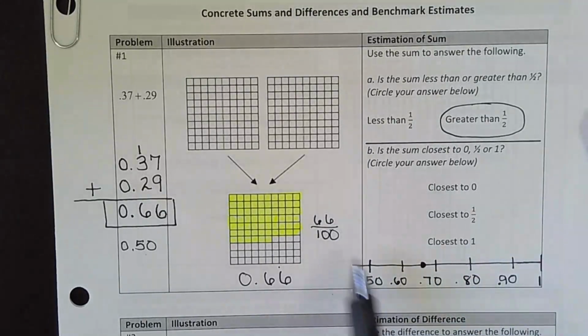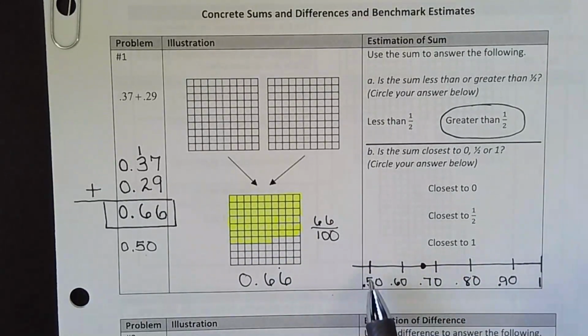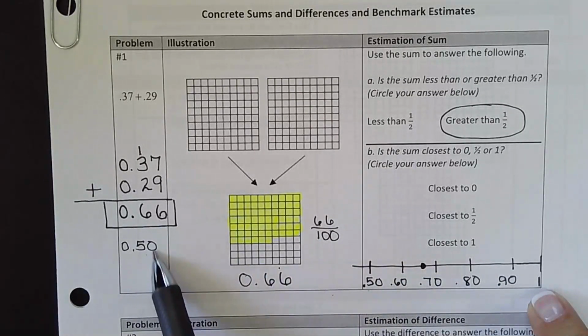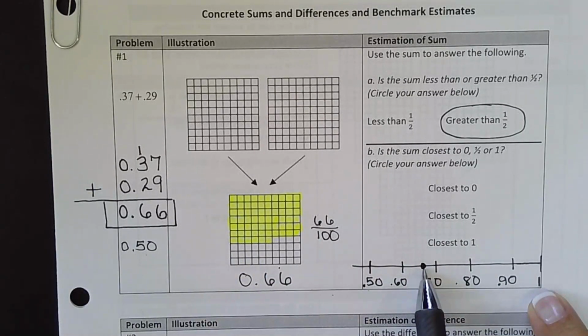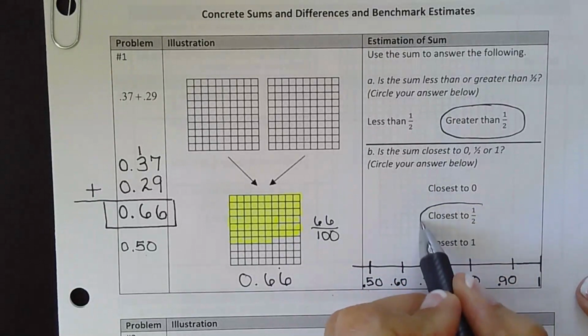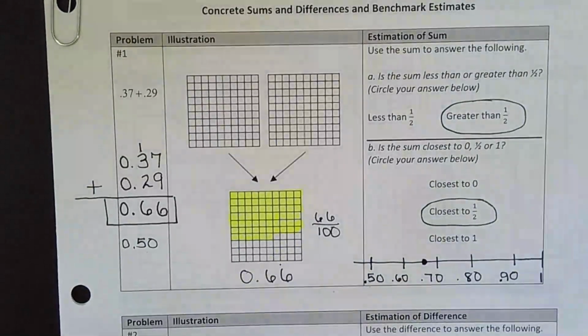Is it closer to 0? No. Is it closer to 50 or 1? So a half is 0.50, and we can see it is closer to 50 because it's only 16 units away from 50. It's, what, 34 units away from 1. So it is closest to 1/2. So that's what you want to do when you're doing that question.